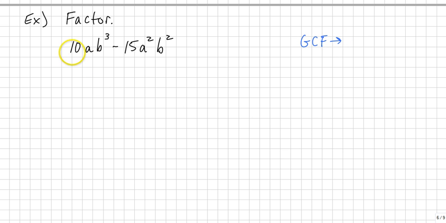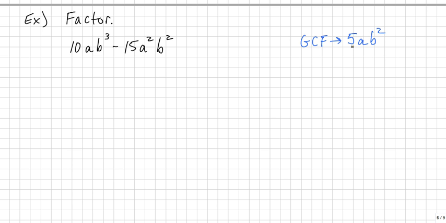So we need the biggest number that'll divide into 10 and 15 evenly. So the biggest number that goes into both of those evenly is 5. And then they both have one a in common, and they both have two b's in common. So if you look, this one has 3 b's, this one has 2. So they both have 2 in common. And they both have at least one a. This one has one a, this has 2. So they both have an a. And the biggest number that goes into 10 and 15 evenly is 5. So the greatest common factor is 5ab squared.